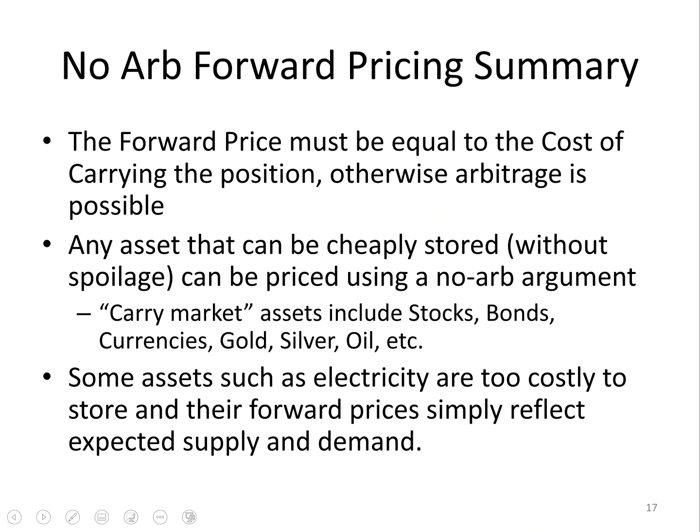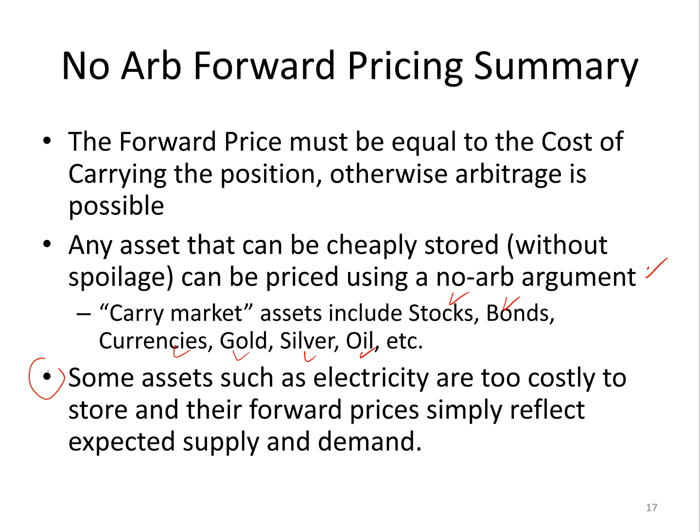So a summary: the forward price must be equal to the cost of carrying the position, otherwise there's arbitrage profit. Any asset that can be cheaply stored without spoilage can be priced using a no arbitrage formula, and we say those assets are in the carry market, and those are things like stocks and bonds and currency and gold and silver and oil and things like that. However, I'll just do it as a caveat: some assets such as electricity are so costly to store, their forward prices simply reflect the expected supply and demand. So we say that electricity is not in the carry market.